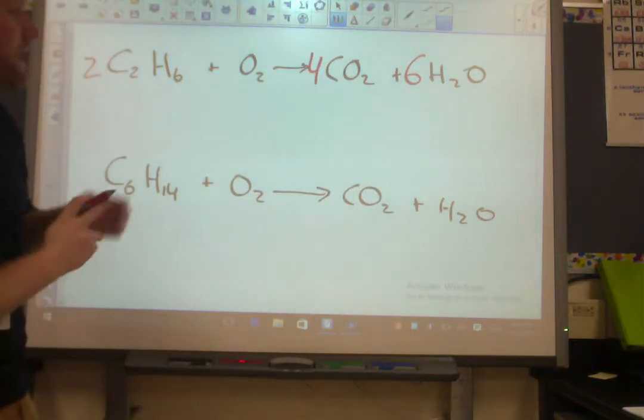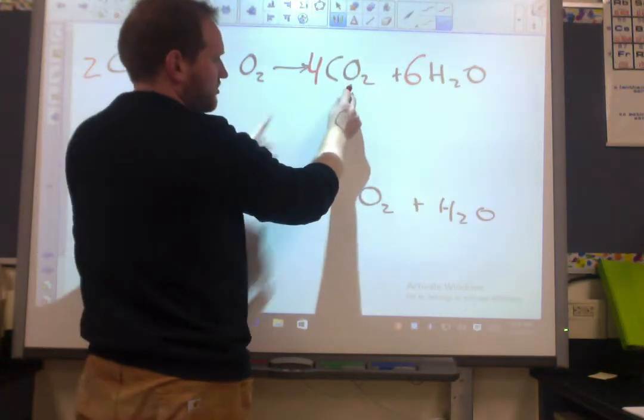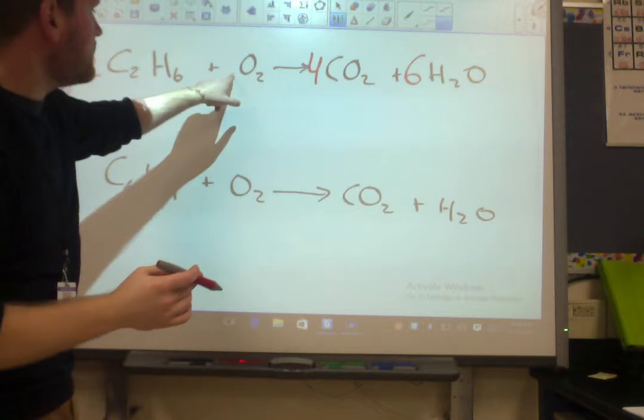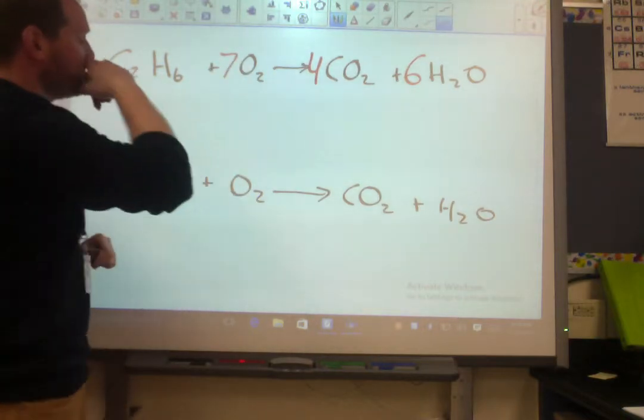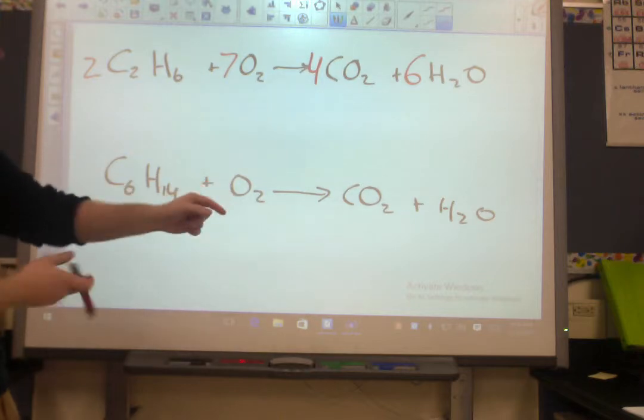And now I just do the math on the O's. So 4 times 2 is 8. 8 oxygens here plus 6 oxygens there is 14. So I need 14 O's. So the number I'm going to put in front of here is a 7. And we're balanced. Okay. Down here, C6H14.